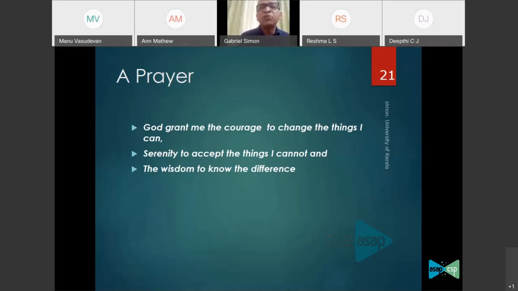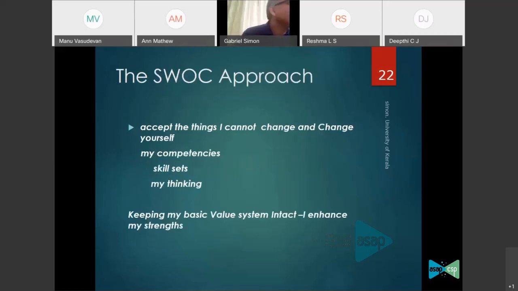We go on to slide number 22. Now, the SWOC approach. What is SWOC looking at? We accept the things I cannot change and change yourself. Now I have accepted certain things. I'm quite clear what I can change, what I cannot change. And when I understand that there are certain things which I cannot change, then what is possible is change yourself so that you can adapt to the changing environment or the changing outside.